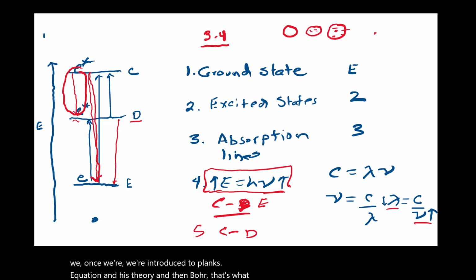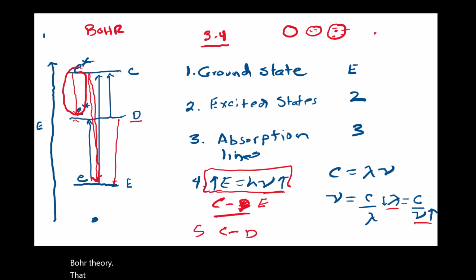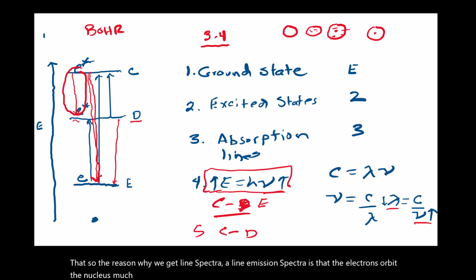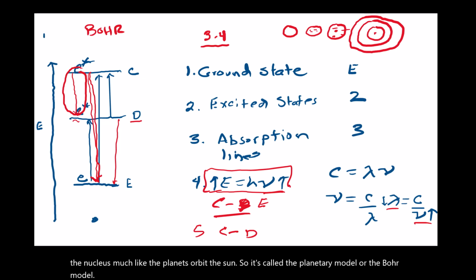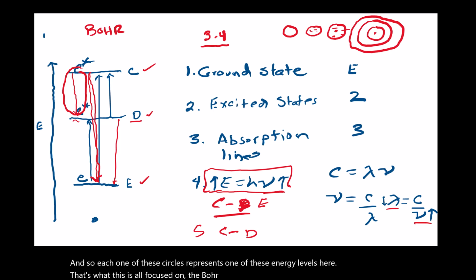This is called the Bohr theory. So the reason why we get line emission spectra is that the electrons orbit the nucleus much like the planets orbit the sun. So it's called the planetary model or the Bohr model. Each one of these circles represents one of these energy levels here, and that's what this is all focused on, the Bohr theory. Now, is that the theory we end up with?